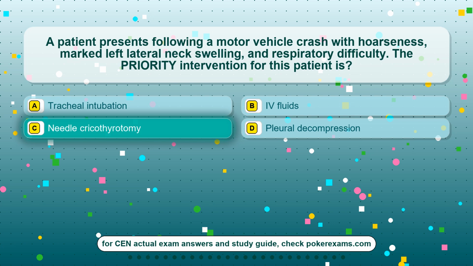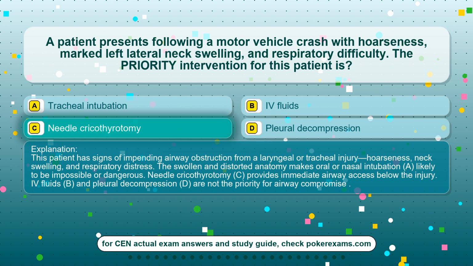The correct answer is option C, needle cricothyrotomy. This patient has signs of impending airway obstruction from a laryngeal or tracheal injury: hoarseness, neck swelling, and respiratory distress. The swollen and distorted anatomy makes oral or nasal intubation, A, likely to be impossible or dangerous. Needle cricothyrotomy, C, provides immediate airway access below the injury. IV fluids, B, and pleural decompression, D, are not the priority for airway compromise.